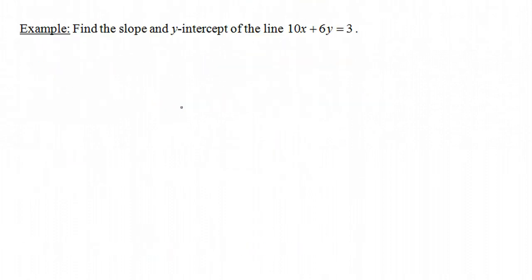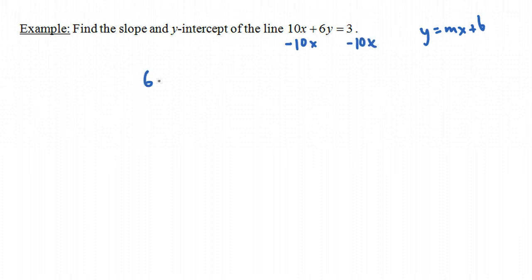Okay, now our last example, let's find the slope and the y-intercept of the line 10x plus 6y equals 3. Now, I would like to get this in the form y equals mx plus b. So what we need to do is solve for y, or get y all by itself. So notice we have a 6y plus a 10x. To get rid of the plus 10x, let's subtract 10x from both sides.